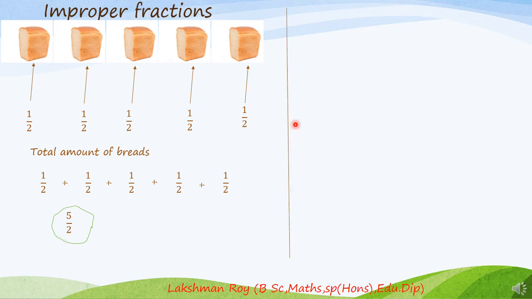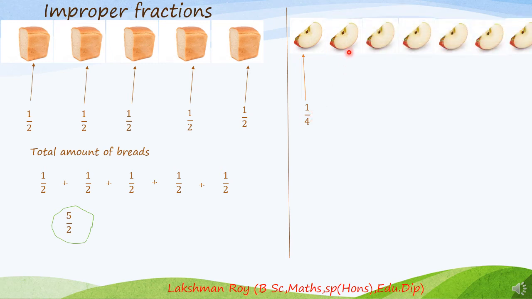So you can understand. I'll take another example here. Let's see an apple. What is the amount of apple here? This is not half of an apple; you can see this is 1/4 of an apple. In the same way I'll take another 1/4 of an apple. You can see all are 1/4 of apples. Now I want to find the total amount of apples here.